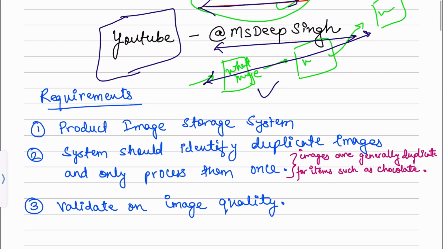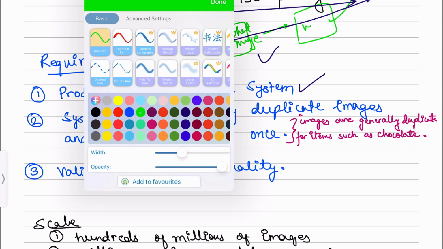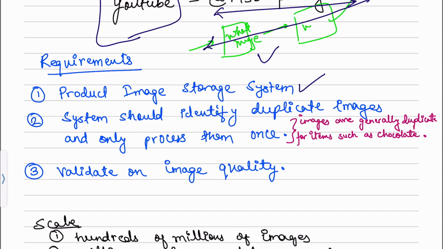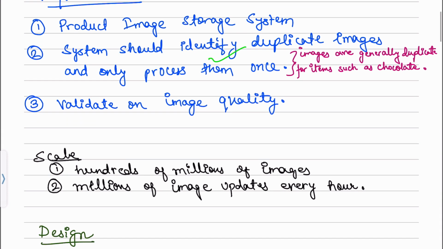So let's get into our problem statement. What are our requirements? As I said, we need a storage system in which we want to store different kinds of images, and those images should be stored only once. So that is our basic requirement. Now moving further, identify duplicate images, and then we will only store them once.